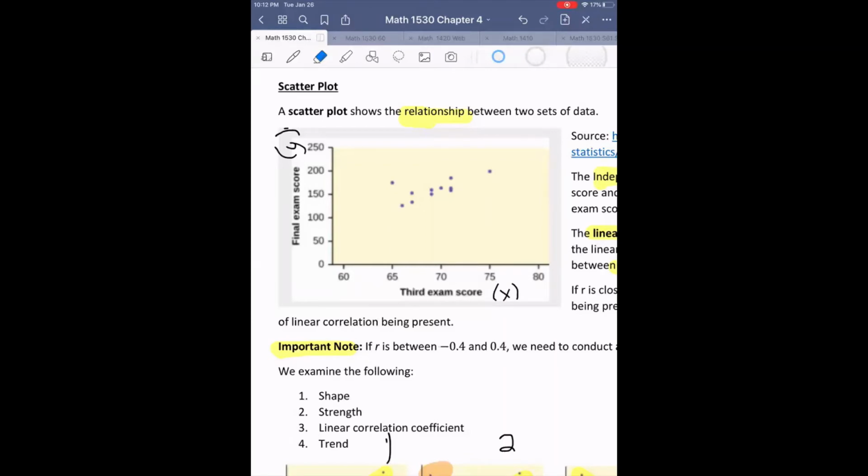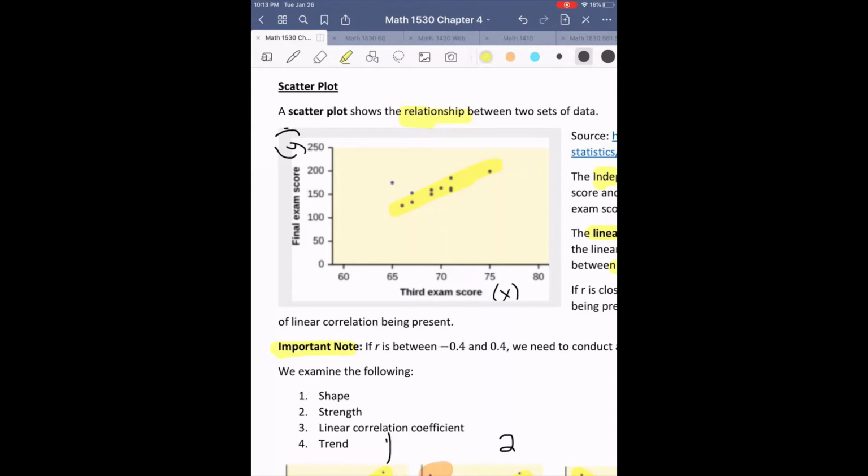We were looking at final exam scores and third exam scores in the scatter plot. Could we use a line to approximate this relationship? Or in other words, does this scatter plot have a line pattern to it? A strong, or at least moderately strong, line pattern to it? And the answer would be yes. This actually has a line pattern, and it's got a pretty nice line pattern to it. So we would think it would make sense to use a line to approximate it.